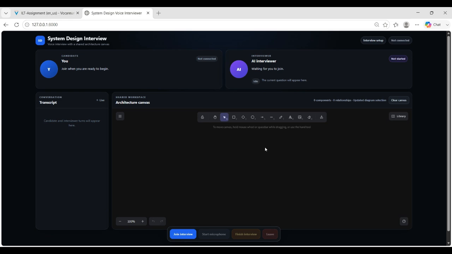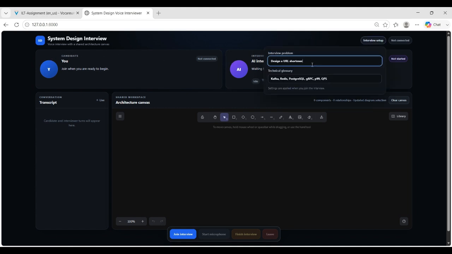Let's start with the live demo. On the screen, we have the system design interview, then the cards for both the interviewer as well as us. For interview setup, we already entered this interview problem of designing a URL shortener and have provided some technical clues. Okay, now let's get started. In order to get started, we just need to click on join interview.